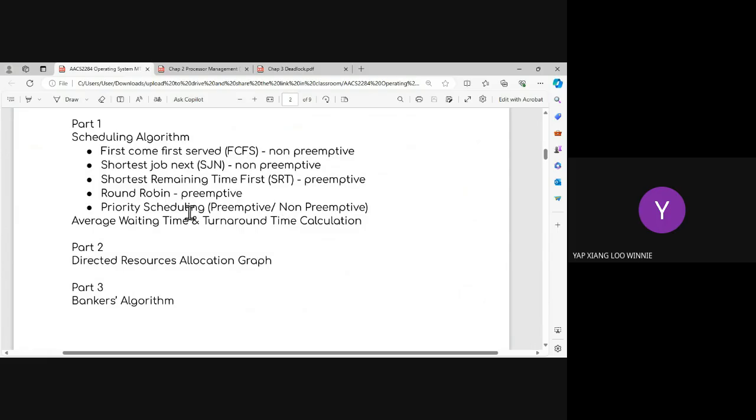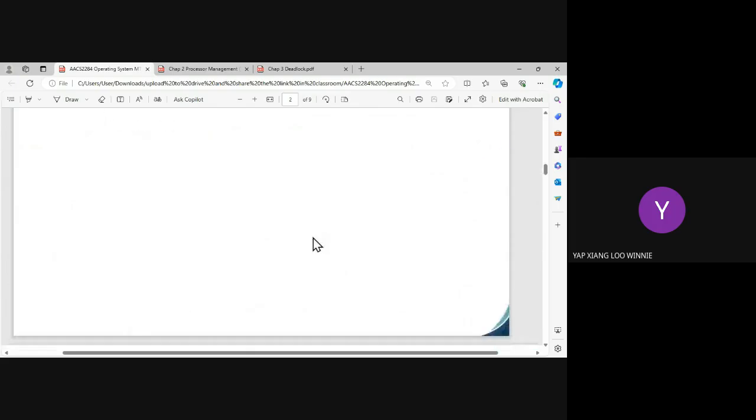Later I'll talk about the resource allocation graph, or directed resource allocation graph. The questions can use different terms, but you just have to know that they are the same thing. Finally, we'll talk about the Banker's algorithm, to determine whether it is a safe or unsafe state. In the meanwhile, I will refer to some of the lecture notes as well. If you have any issue, just reach out to me. Now let's quickly go into the first one.